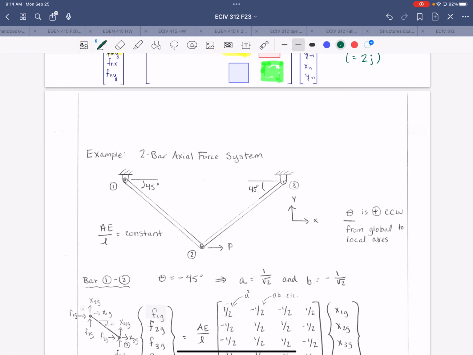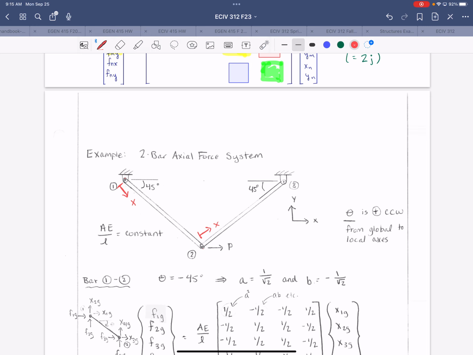So the first thing we want to do is identify the local x-axes for each member. We make sure that we have our orientations and angles correct, and then write the global element stiffness matrices for each element. For member 1, 2, x will be measured positive from node 1 to node 2. For element 2, 3, x will be measured positive from node 2 to node 3.